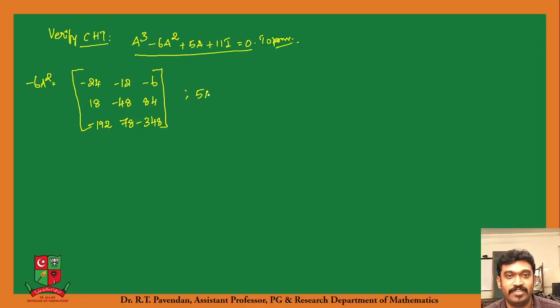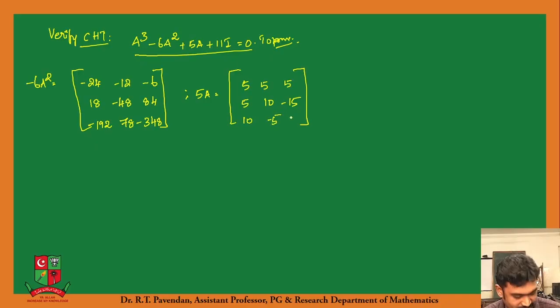Likewise, 5 times A is equal to, what do you get for that? 5, 5, 5. We are just multiplying every element of the matrix A with the scalar 5. 5, 10, minus 15, 10, minus 5, plus 15. So we all know what is 11I. 11I is actually 11 times I, which is 11, 0, 0, 0, 11, 0, 0, 0, 11.